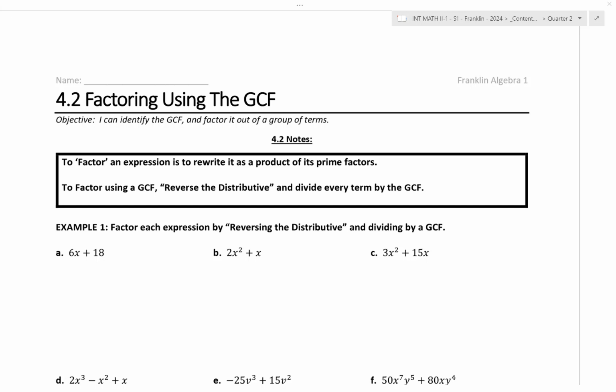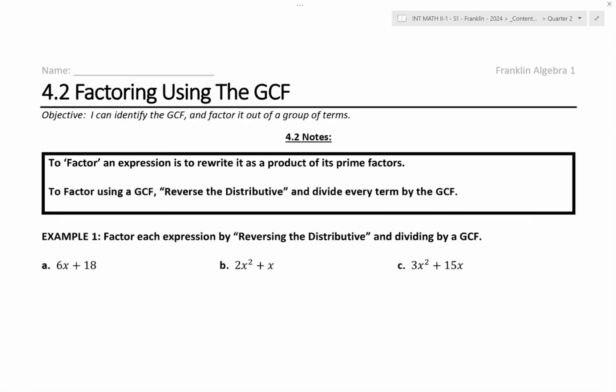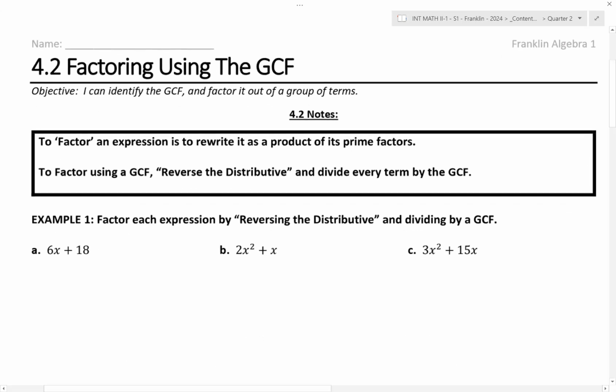So in the last notes we took, we looked at finding the GCF of a group of terms, numbers and variables. Today we're going to look at factoring a polynomial using the GCF of its terms. To factor an expression is to rewrite that expression as a product of its prime factors. So we're kind of breaking these polynomials up into their factors.